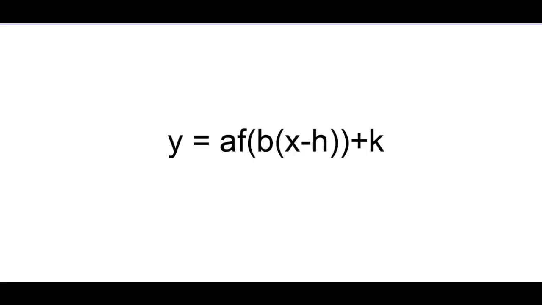Also remember, if B happens to be a negative, then that's a reflection on your y-axis. So if B is a negative, your x values change to the opposite sign. We call this a reflection on the y, meaning your y-axis is the mirror.